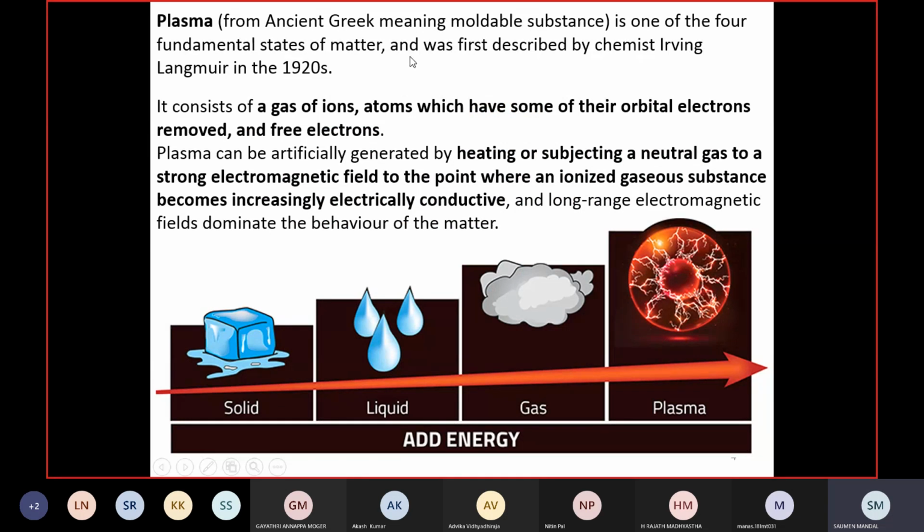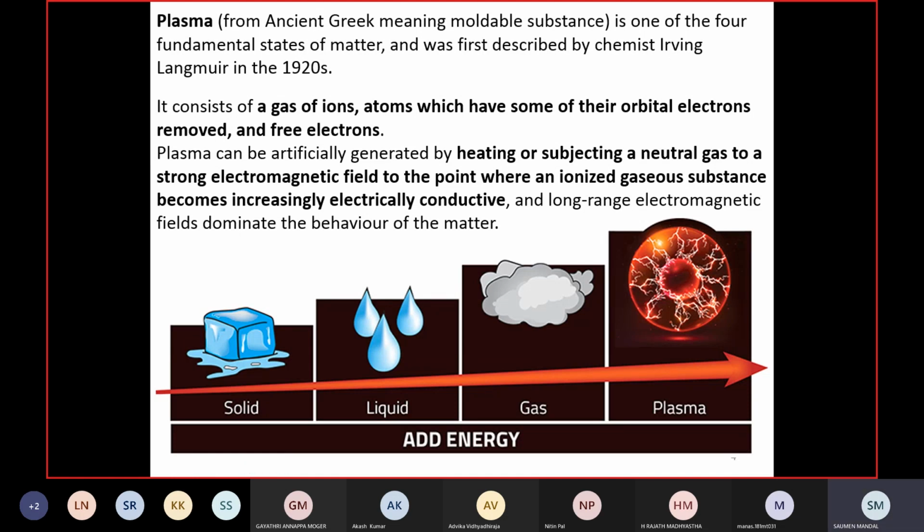So now let's come to plasma. As I told, this is solid ice, then liquid, then gaseous state, and further, if you make it an ionized gas, we can reach the state of plasma. The word plasma comes from ancient Greek, meaning moldable substance. It is one of the four fundamental states of matter and was first described by Langmuir in 1920.